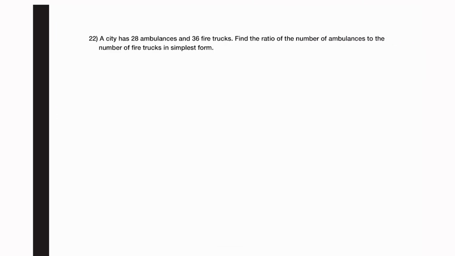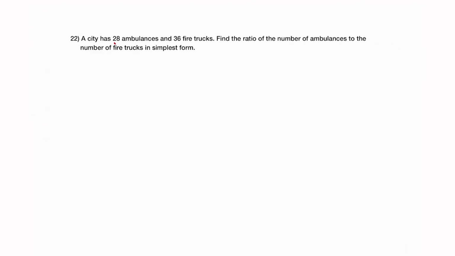Ready for the next? A city has 28 ambulances and 36 fire trucks. Find the ratio of the number of ambulances to the number of fire trucks. Pretty simple. That's 28 over 36. And you have to have it in the simplest form.